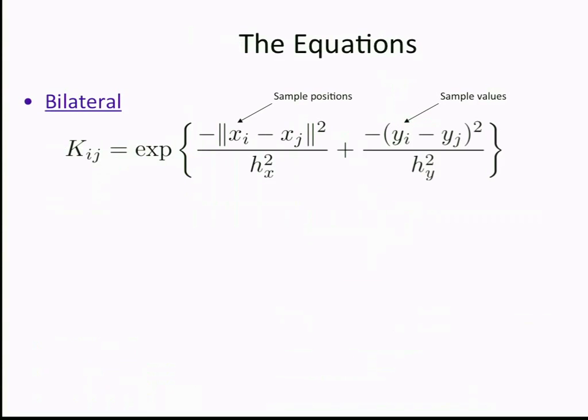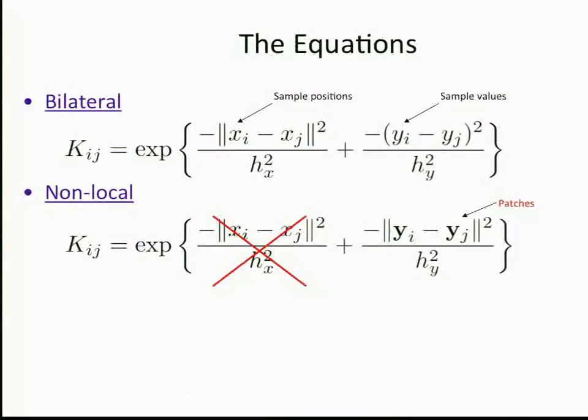So here are the equations if you were curious. So here's the bilateral filter. It uses the sample positions and the sample values. The non-local means basically gets rid of the position term. And the only difference in this part is that the bilateral filter measures the difference between the pixels pointwise, and the non-local means measures the differences patchwise. So it actually doesn't just look at a pixel, it looks at a context around the pixel. That's really the only difference.